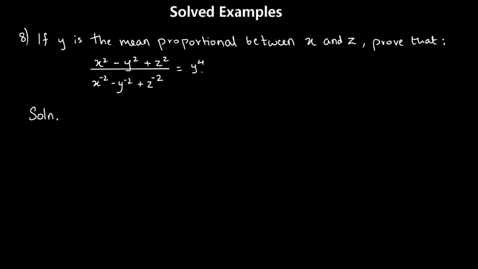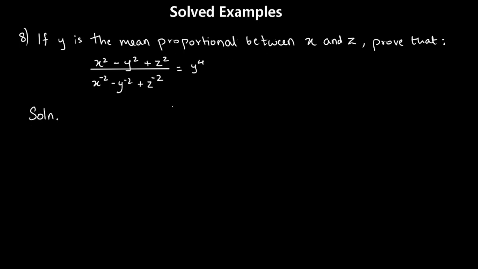Another question on continued proportion. What they've given us here is that if y is the mean proportion between x and z, we want to prove this statement: (x² − y² + z²) upon (x⁻² − y⁻² + z⁻²) is equal to y⁴. Right.